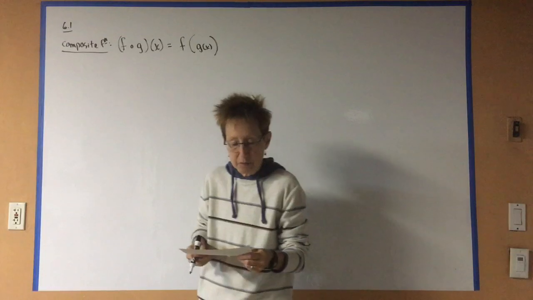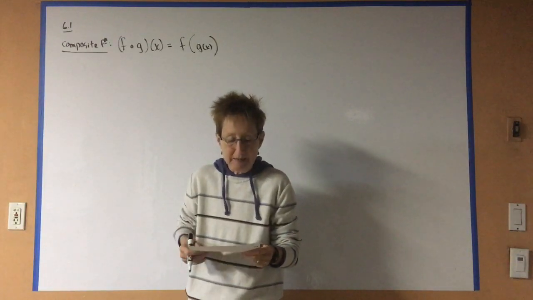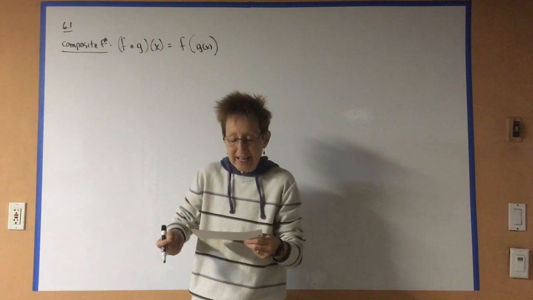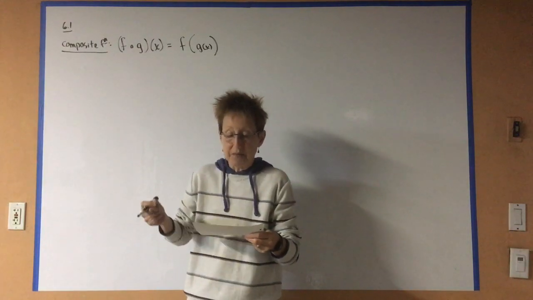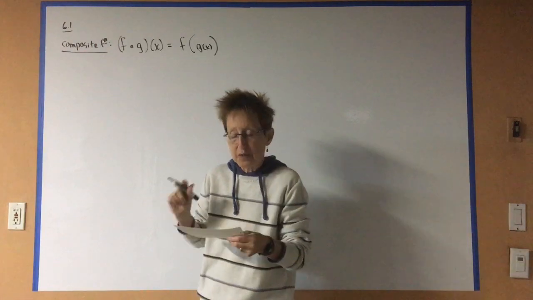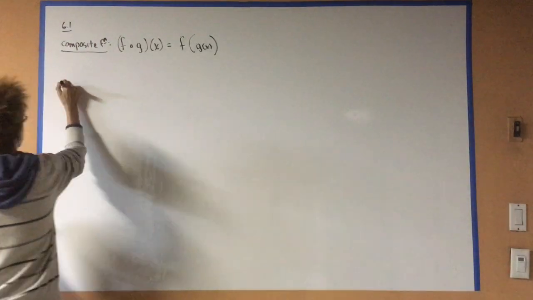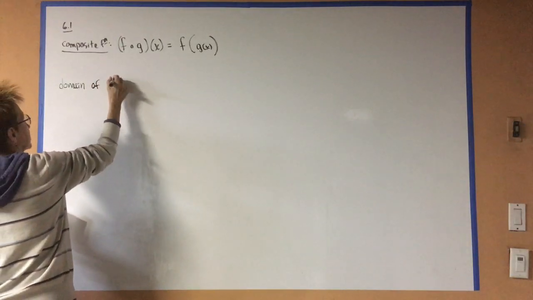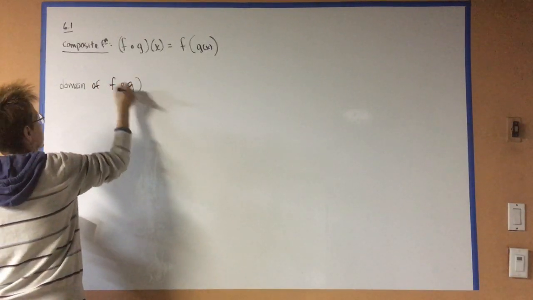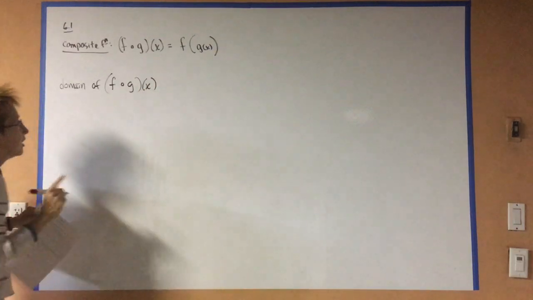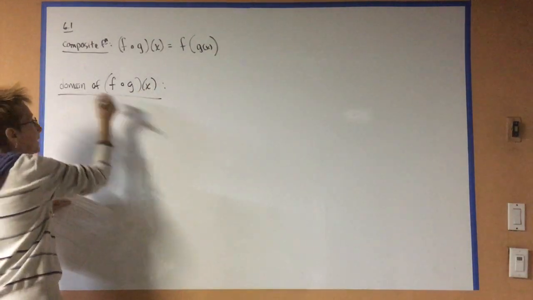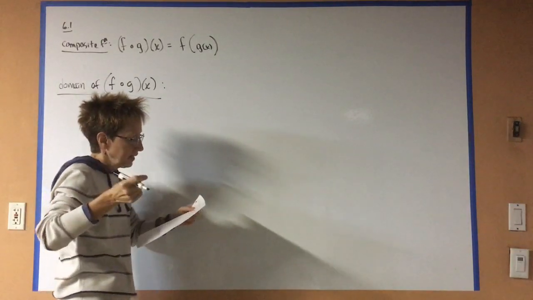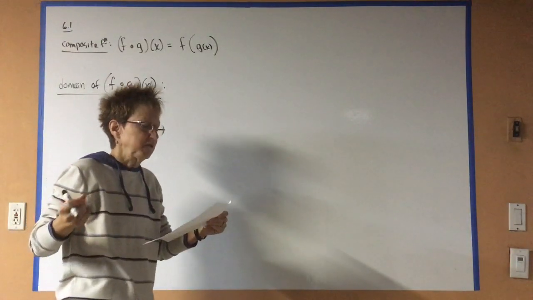So notice it says the domain of f of g of x is the set of all numbers in the domain of g of x and in the domain of f of g of x. So in other words, when we're talking about the domain of a composite function, we're talking about the intersection, so see that word and, in the domain of g of x and in the domain of f of g of x.